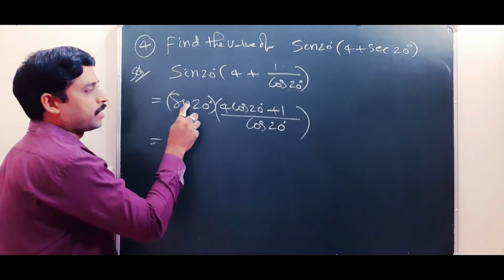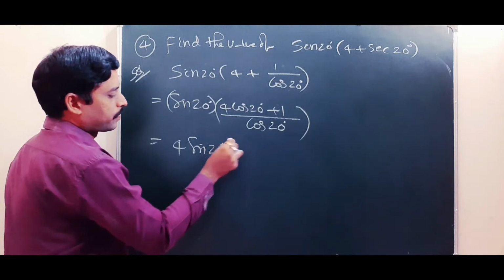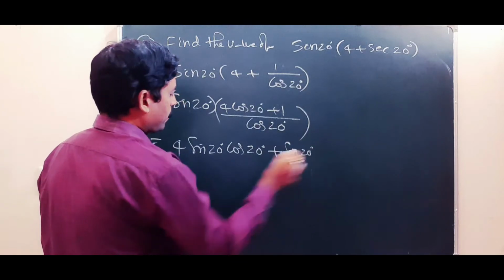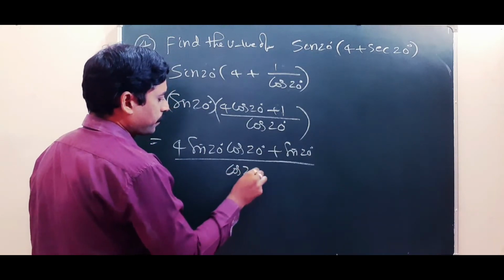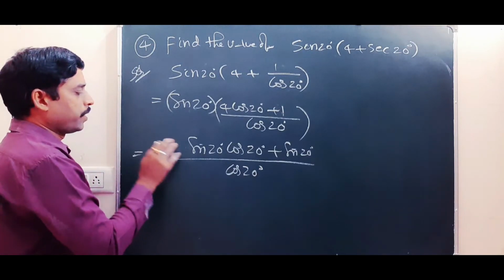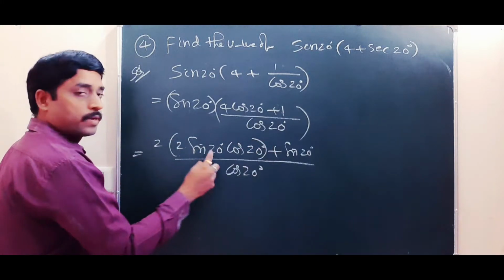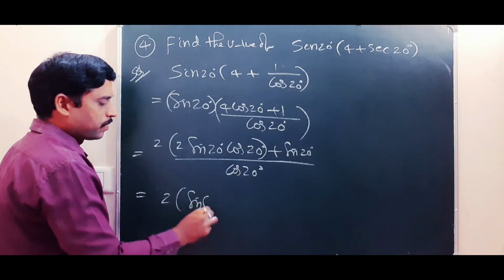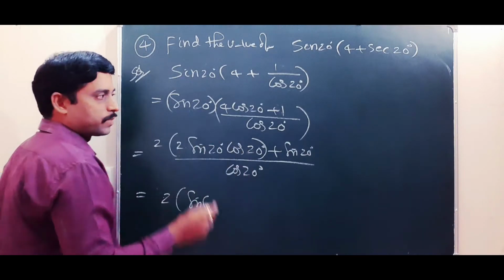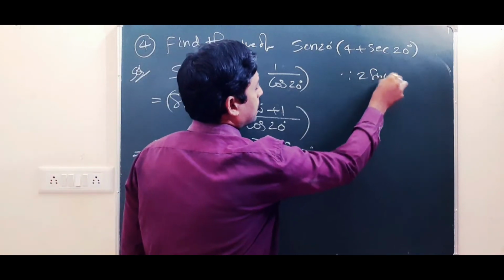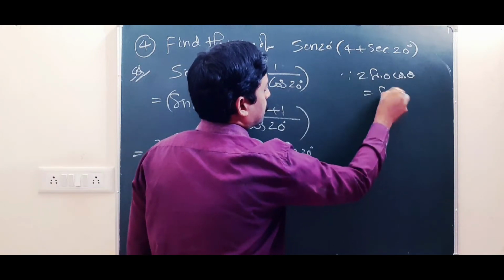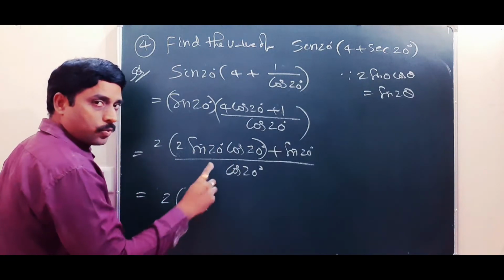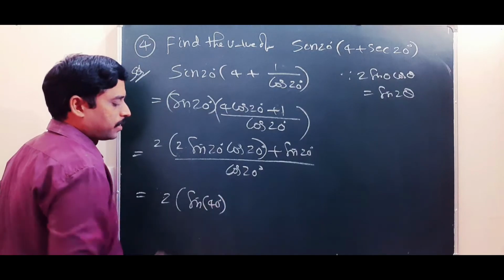Okay. So the sine 20 multiplies to all. So 4 times sine 20 cos 20, plus sine 20 degrees into 1 is sine 20 degrees, by cos 20. Okay. This 4 can be written as 2 into 2. So 2 sine 20 cos 20, it is going to be the sine 2 theta formula. 2 sine theta cos theta is sine 2 theta. So what is the formula? 2 sine theta cos theta, we have the formula sine 2 theta. Okay. So 2 sine 20 cos 20 will be sine 2 into 20, equal to 40 degrees.